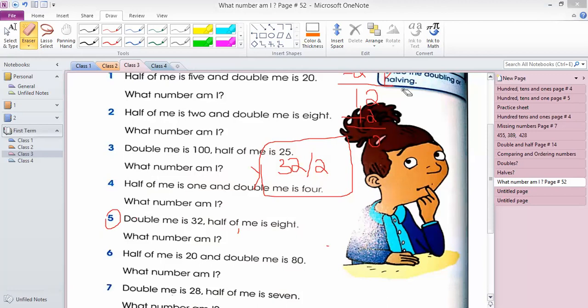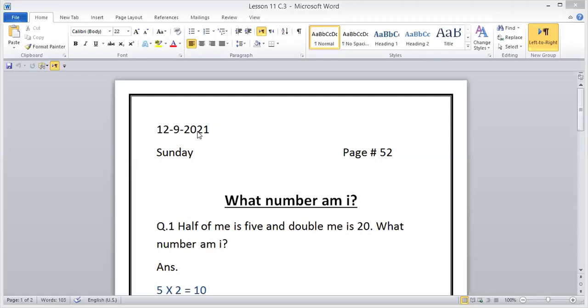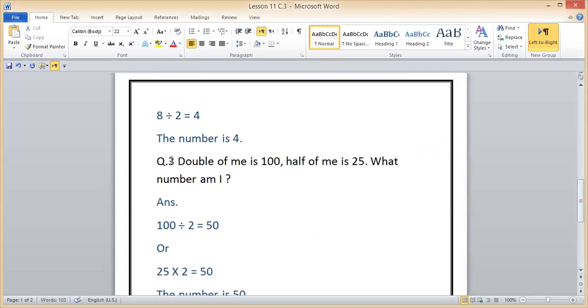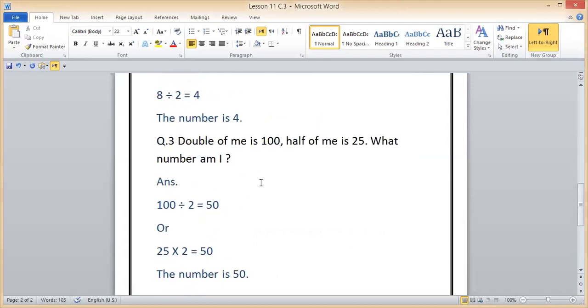Take out your notebooks, guys. Now we are going to start work from question number 4. Today is 13. It is Monday. Page number is same. And question number 4.